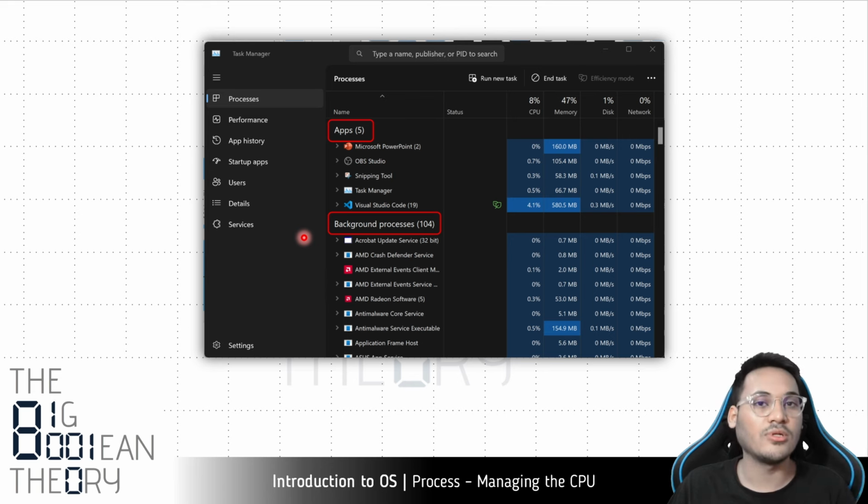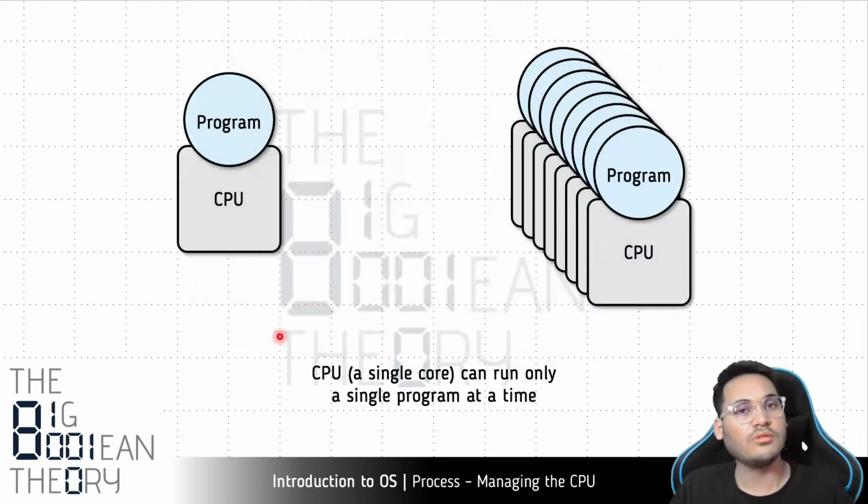So this is how we have so many applications in the computer system. Only a few of them are launched by the user. The rest of them are background processes or system services launched by the operating system. Nonetheless, the fact remains the same that we have a large number of computer programs running in the computer system. So having a large number of applications in the system poses a problem.